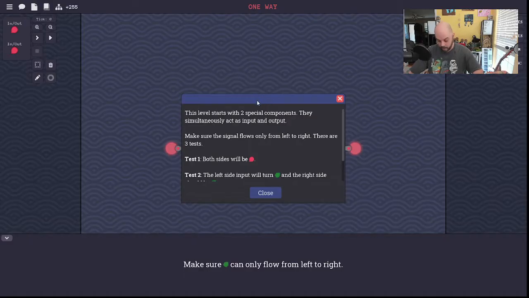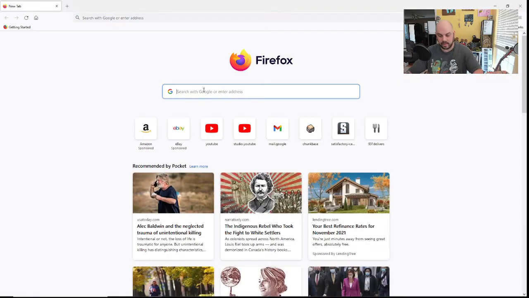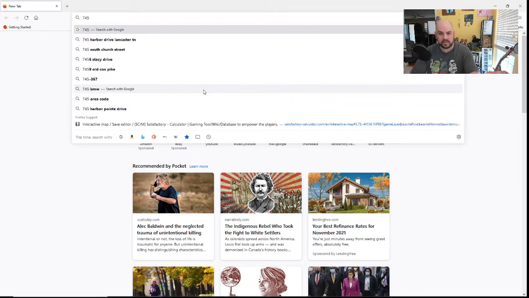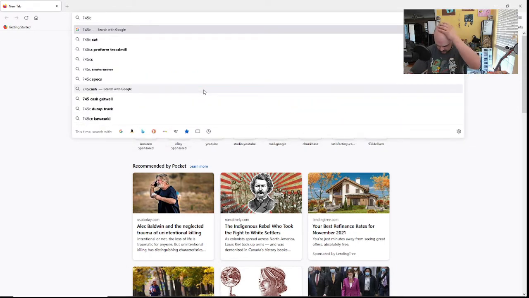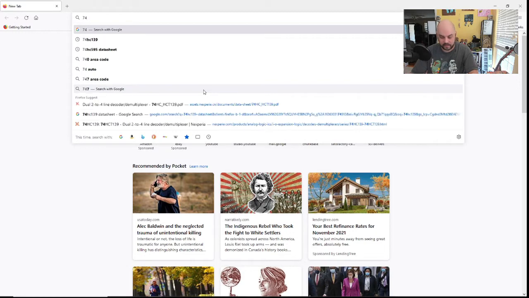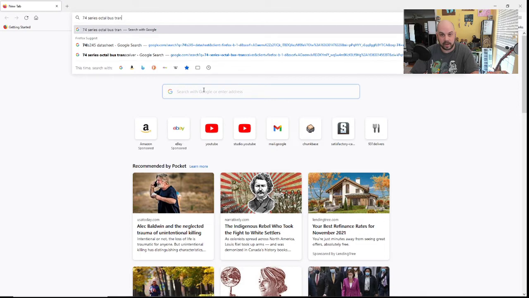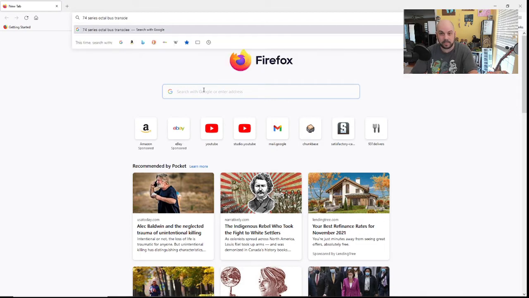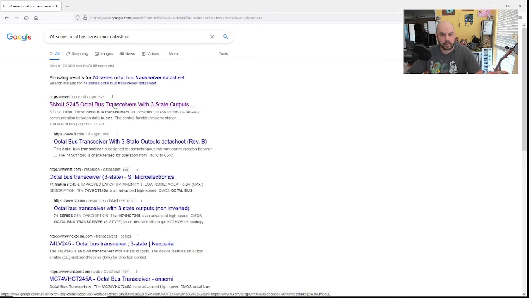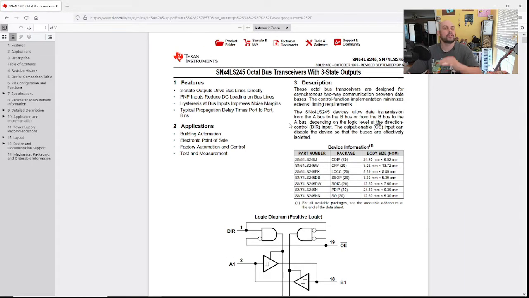Anyway, what we're moving on to here is called one way. What they really want us to use here is an octal bus transceiver. Or not an octal bus transceiver, a bus transceiver, which I believe is 74HC. Crap, I can't remember. 74 series octal bus transceiver. Is that how you spell transceiver? Data sheet. Here we go, right here. This is what they're trying to get us to do in this thing.